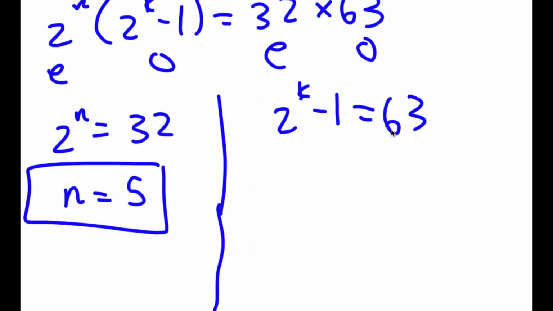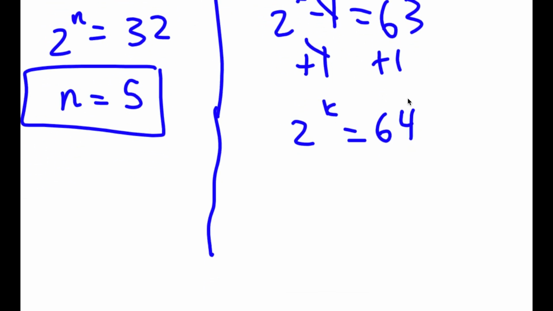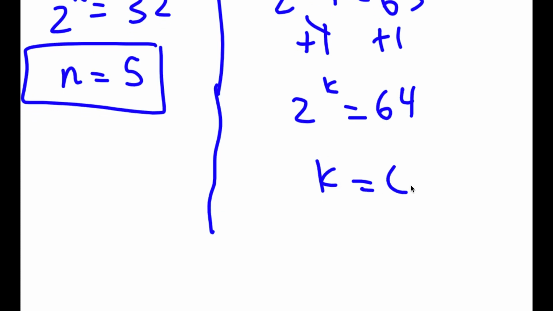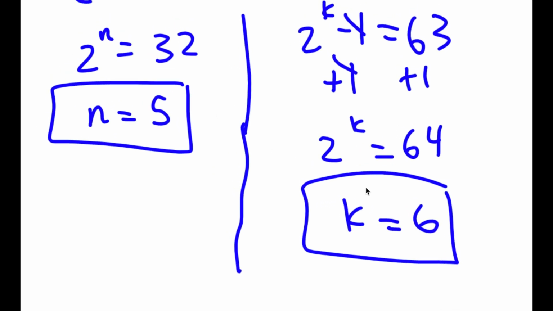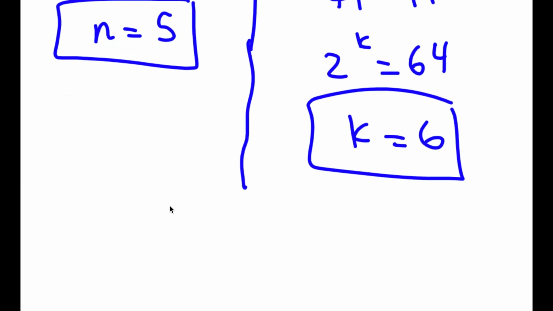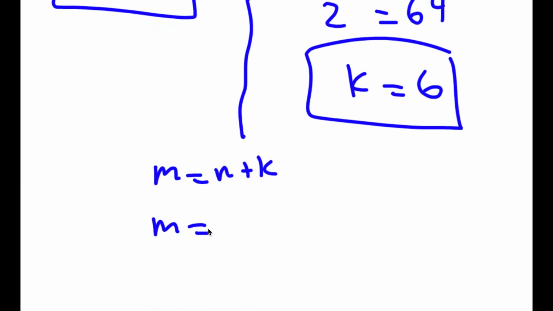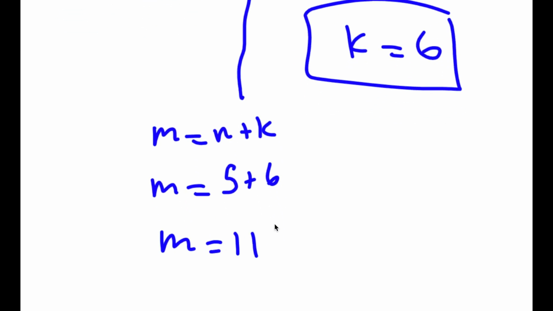And 2 to the power of k minus 1 equals 63. I'm going to first start by adding 1 on both sides. So now I have 2 to the power of k is equal to 64. So 2 to the power of what number equals 64? 6, meaning k equals 6. So I have my values for n and k, so all we have left to do is find the value of m. And remember, m is equal to n plus k. So n is 5, k is 6, meaning m is 11.